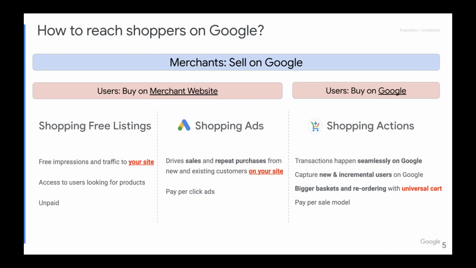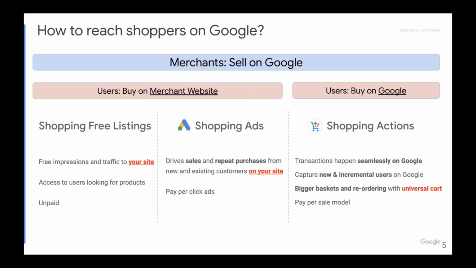And then we also have an option now where the users can actually buy on Google hosted pages. So you can actually buy the product on google.com and not go to the merchant website. So I'd like to talk about the three options, just to make things clearer for everyone present. The first option is shopping free listings, which is what I spoke about in the previous slide.